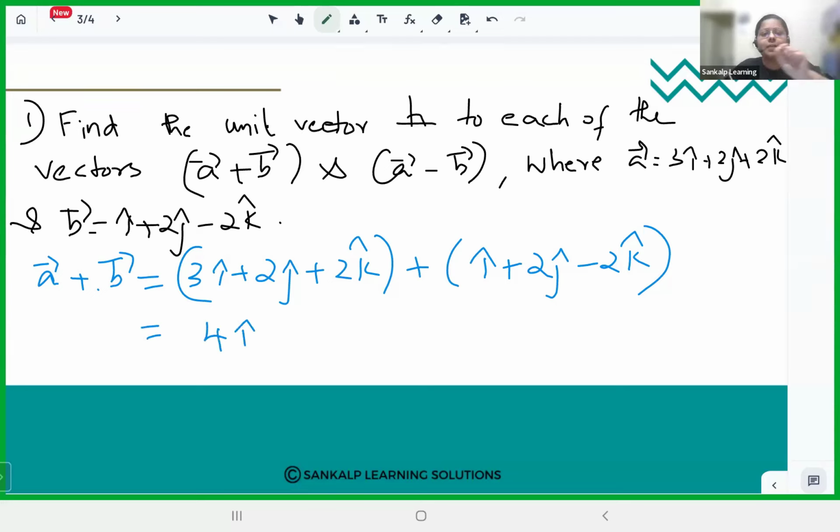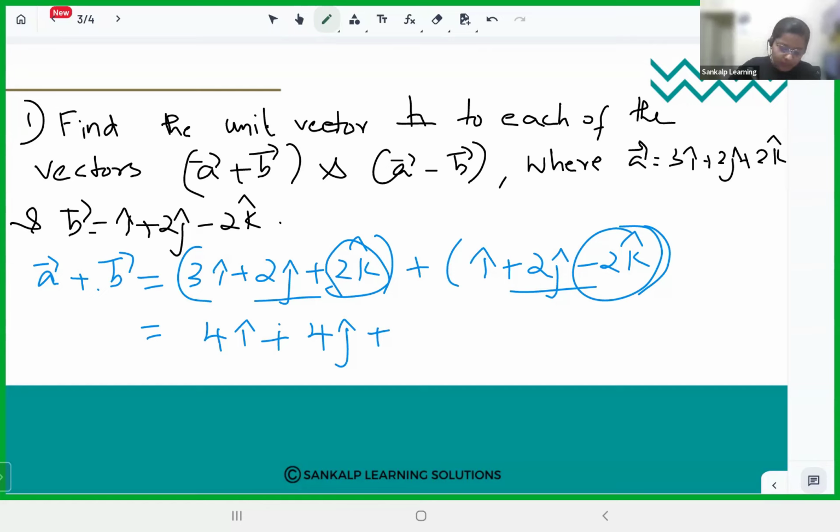Then 2j plus 2j, the second component is the j component, right? So 2j plus 2j is equal to 4j. Then 2k minus 2k. What is 2k minus 2k? 2 minus 2 is 0. 0k means you don't need to write that component, right? So the A plus B vector has only two components, the i component and the j component, and the scalar components are nothing but 4 and 4. So A plus B is 4i plus 4j.